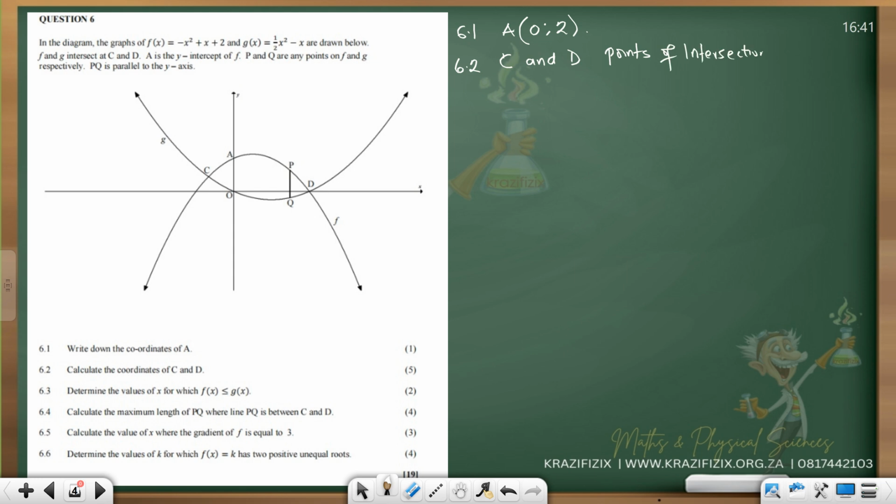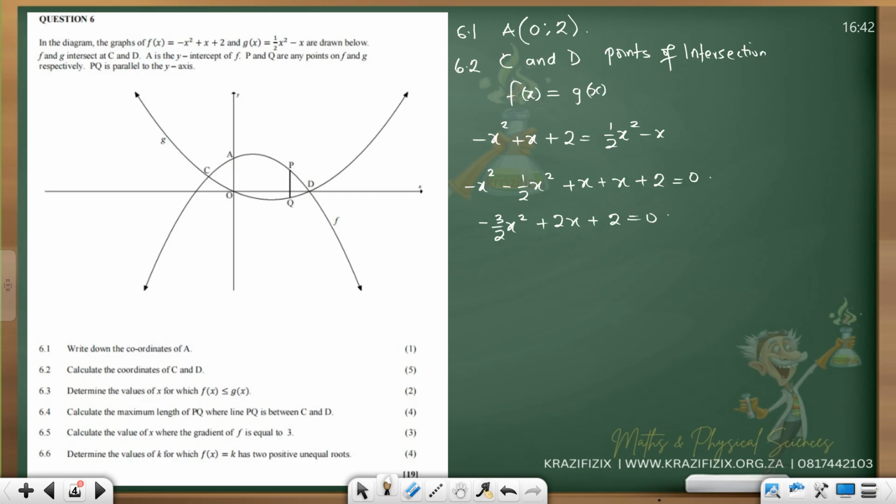So what's the rule of the point of intersection? We equate. So f of x should be equal to g of x. And then we solve algebraically. Negative x squared plus x plus 2 equals half x squared. The rule is to make sure everything is equal to 0. Standard form. So negative x squared minus half x squared plus x plus 2. All right, this would give us negative 3 over 2 x squared plus x plus 2.